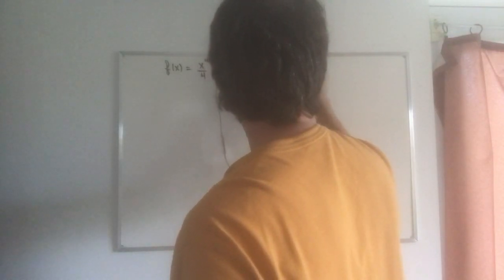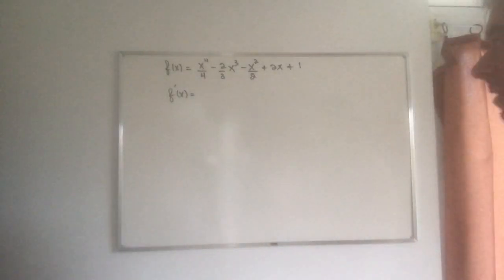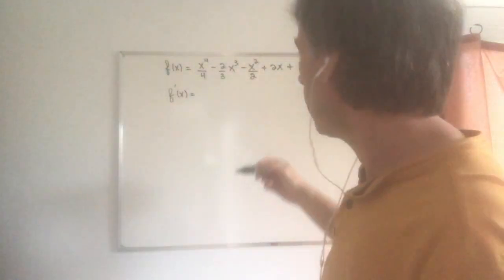All right, let us rewrite what f of x is. So let me rewrite it over here. F of x is what? x^4 over 4 minus 2/3 x^3 minus x^2 over 2 plus 2x plus 1. This is what we had in the previous page. I will be interested in figuring out f prime. Okay, how do I calculate this? Well, we're kind of semi-experts on this, so we can actually do this relatively quickly.